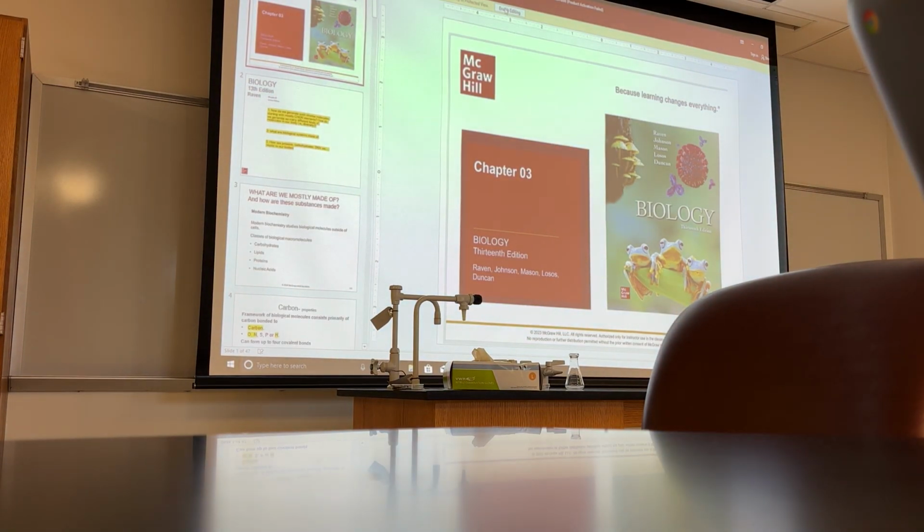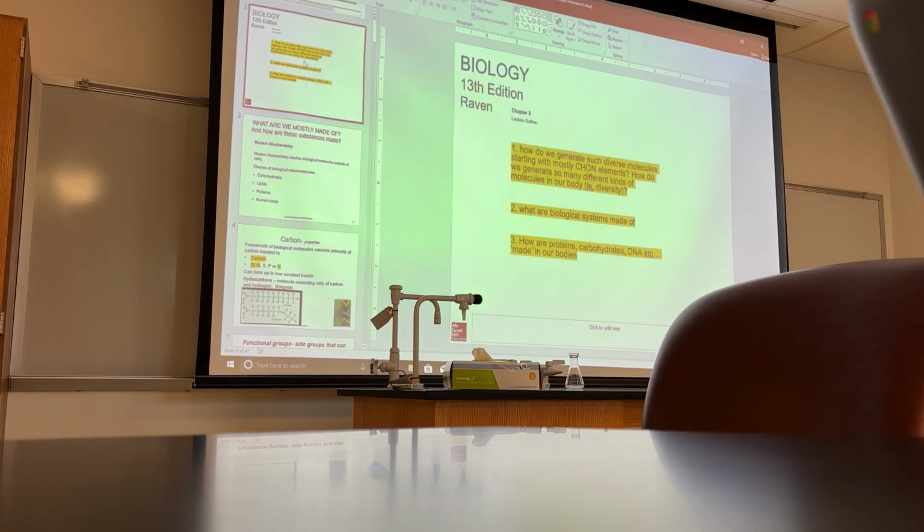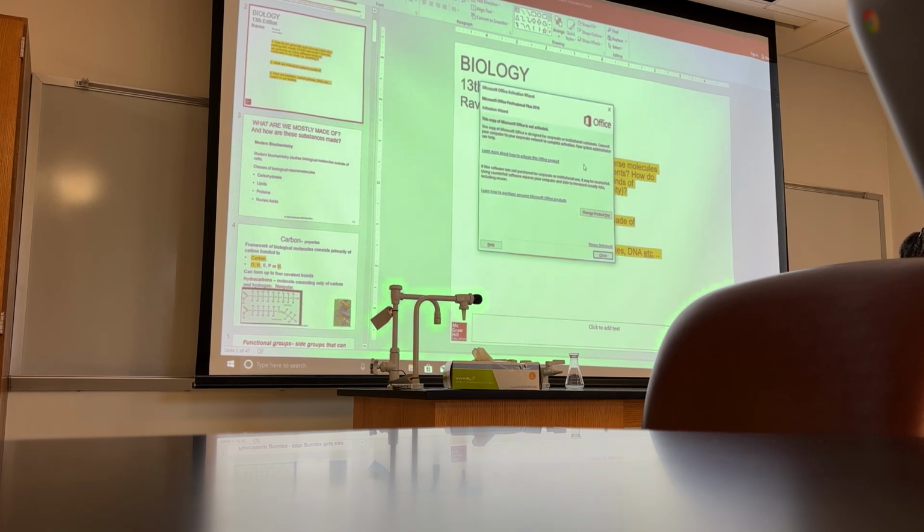I think chapter 3 is probably the most challenging. And I have this little intro slide: how do we generate a whole bunch of different molecules? We started with individual protons, electrons, and then we ended up with elements: hydrogen, oxygen, nitrogen. And now we're going to put those elements together to make large molecules, all the molecules that make up our body.